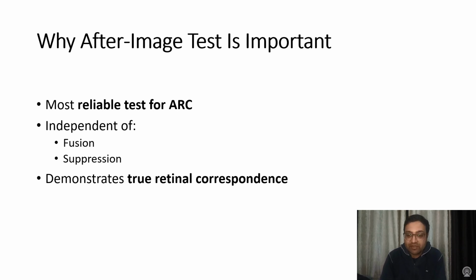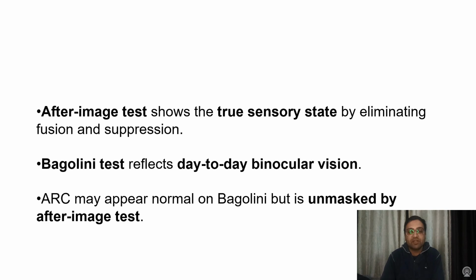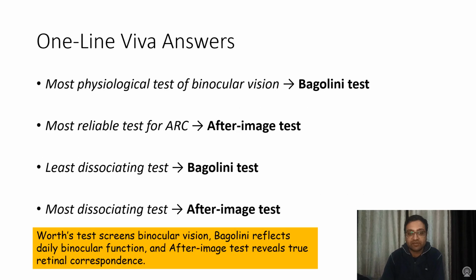It is independent of fusion and suppression. It demonstrates true retinal correspondence. It shows the true sensory state by eliminating fusion and suppression. Bagolini test reflects day-to-day binocular vision, and ARC may appear normal on Bagolini but is unmasked by the after image test. So these are just one-line viva answers for your last minute revision.